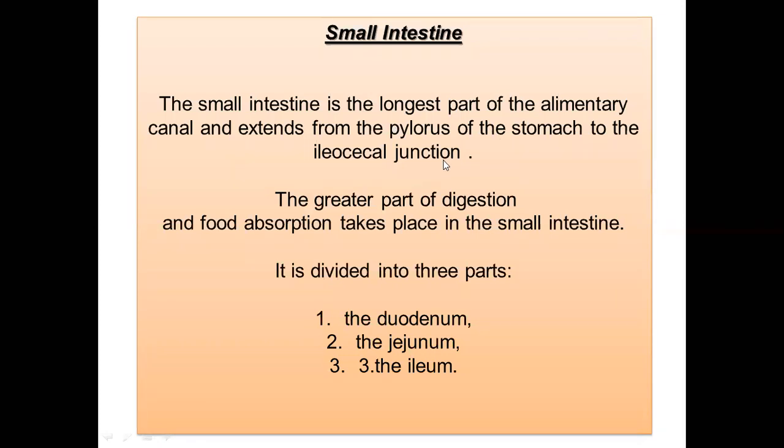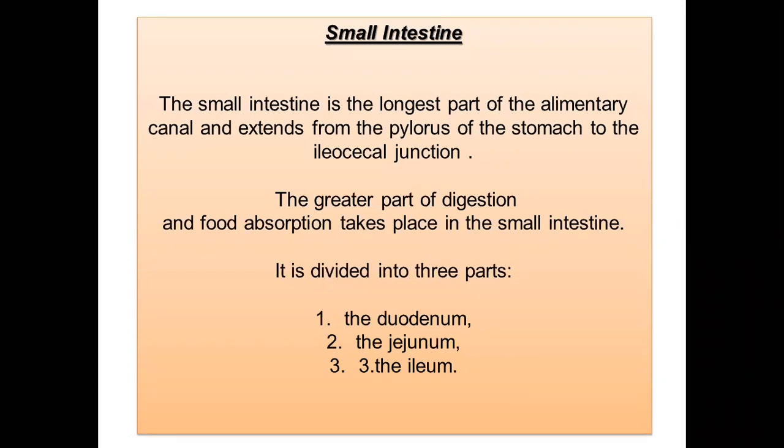Now, what is the importance of the small intestine? It's a part where the greater part of the digestion and absorption of food takes place. As we all know, the small intestine is divided into three parts: the duodenum, the jejunum, and the ileum. The first part is the duodenum, the second part is the jejunum, and the last part is the ileum.